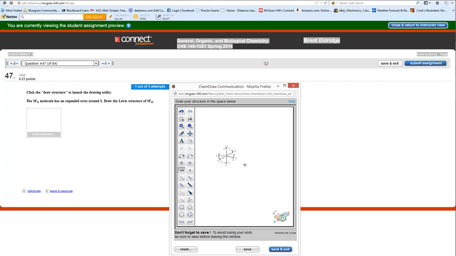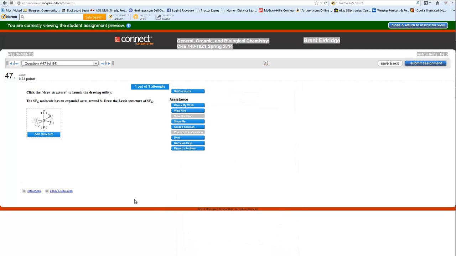All right, so when we do that, each one of the fluorines feels like it has 8 electrons, and 8 times 6 is 48. Oops, did I make a mistake here? 7 times 6, 42 plus 6, yeah, 48. 48 electrons. So this is 48, all right? So once you're satisfied with that, you can click Save and Exit. All right, so there's my structure. And then I can check my work, and it says, good job, correct. All right, so that's the process.